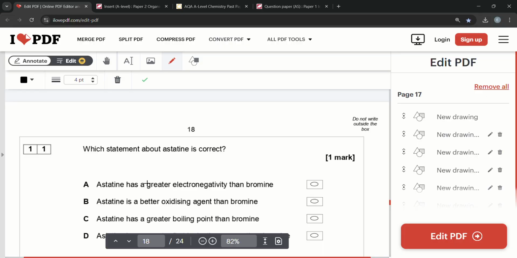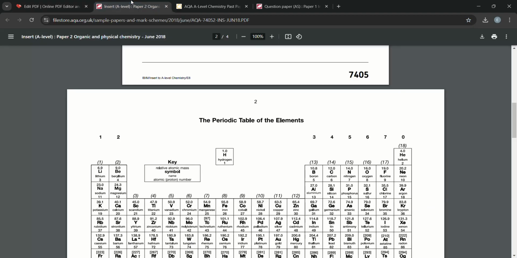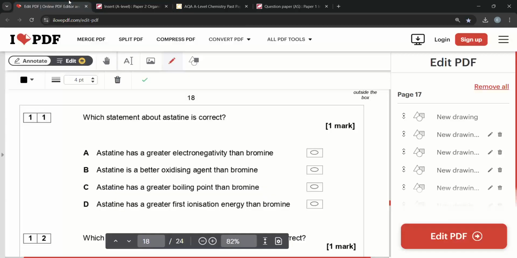Question 11. Which statement about astatine is correct? Astatine has a greater electronegativity than bromine. Let's look at the periodic table. Astatine and bromine. Where is bromine? Bromine, there. Astatine is lower down the group. So actually, astatine has a lower electronegativity than bromine because it's lower down the group. That's false. Astatine is a better oxidizing agent than bromine. No, it's actually going to be a worse oxidizing agent than bromine.